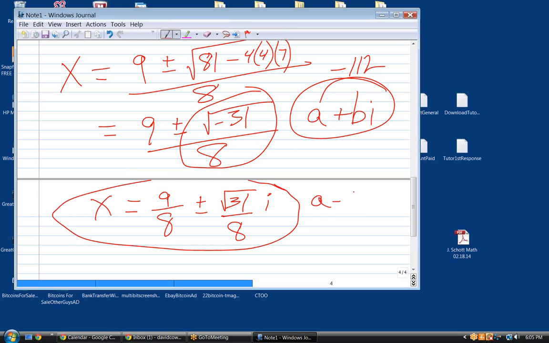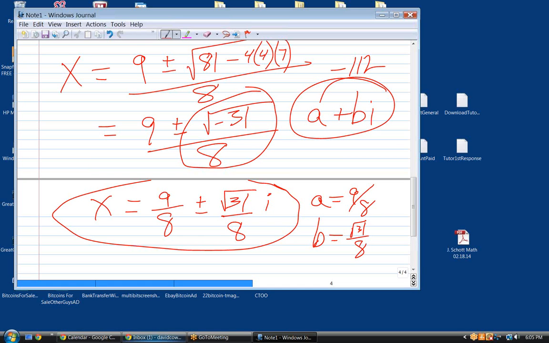9/8 is A. B is root 31 over 8. B is a real number, but it's the coefficient of I. So the answers are really 9/8 plus this times I as one answer, and the other answer is 9/8 minus this times I.